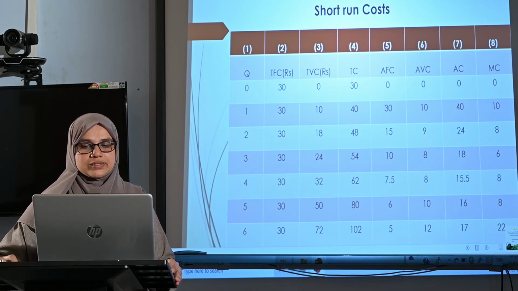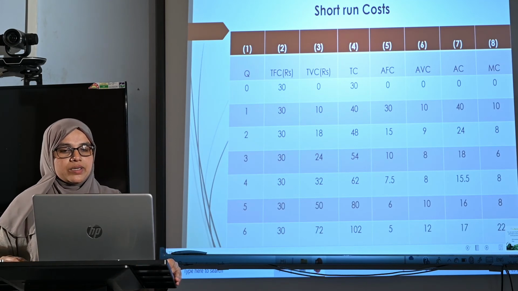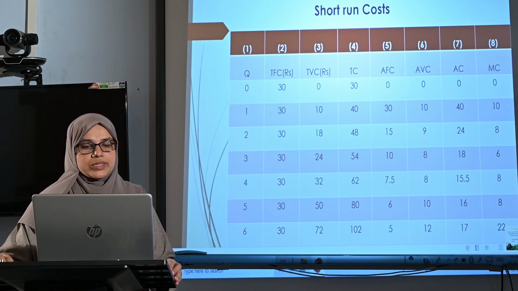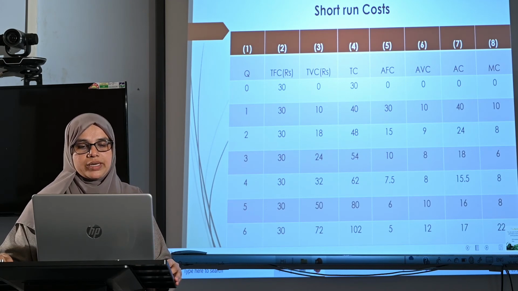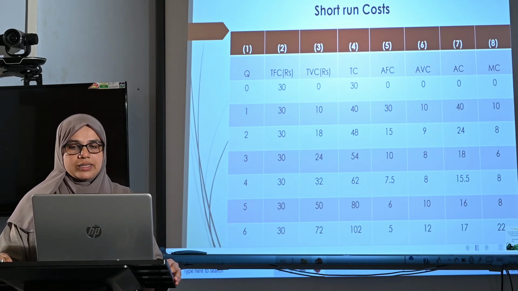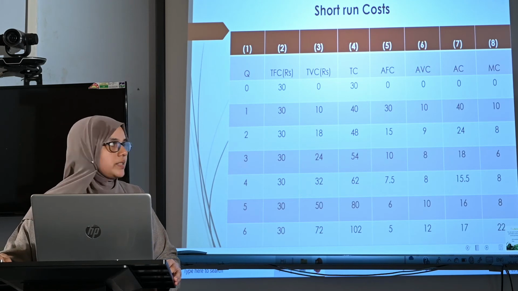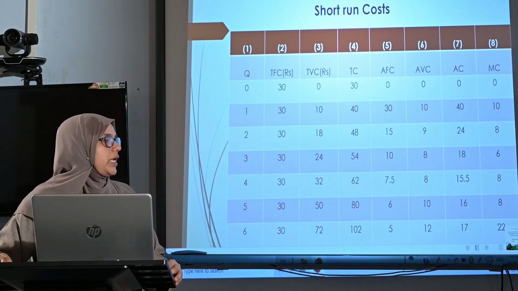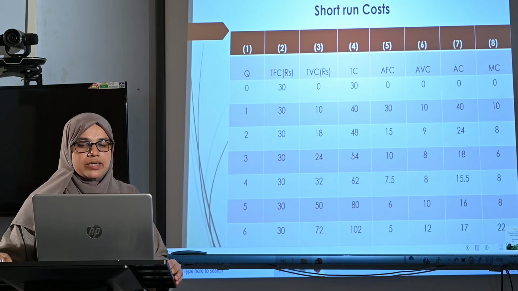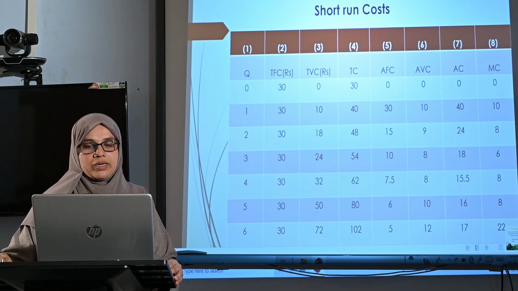Then AVC is TVC divided by Q, and when the level of output is 1, TVC is 10 divided by 1, that is equal to 10. Again, when the level of output is 2, 18 divided by 2, that is equal to 9, like that. Then AC is the sum of AFC and AVC. It can also be obtained by dividing TC by Q.